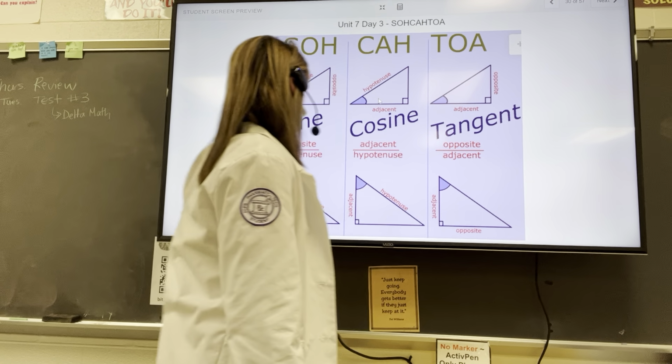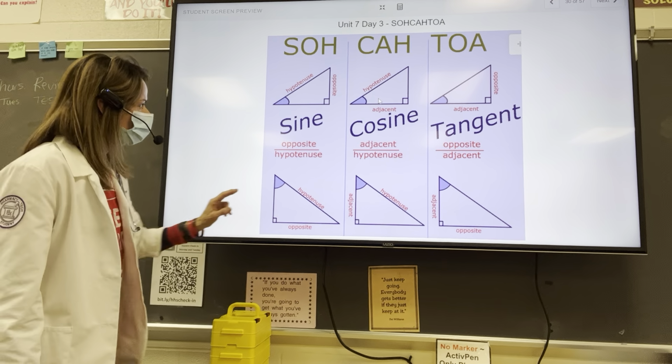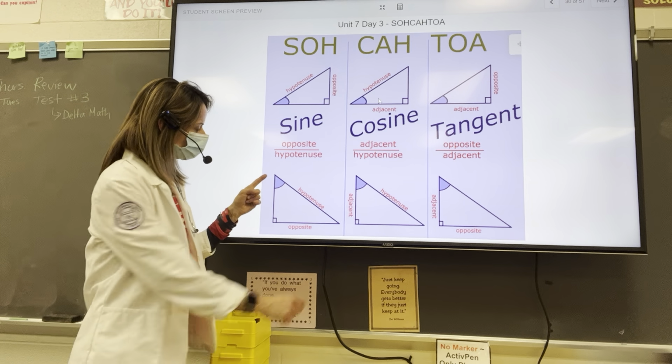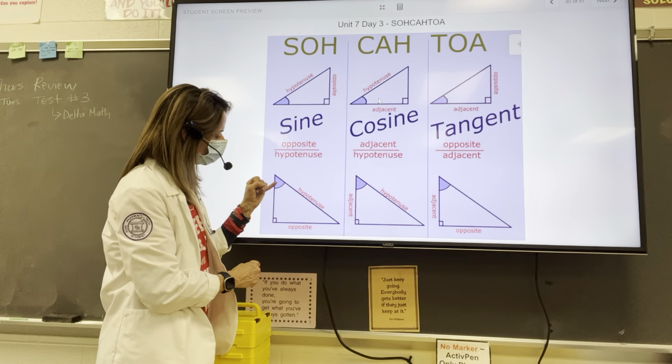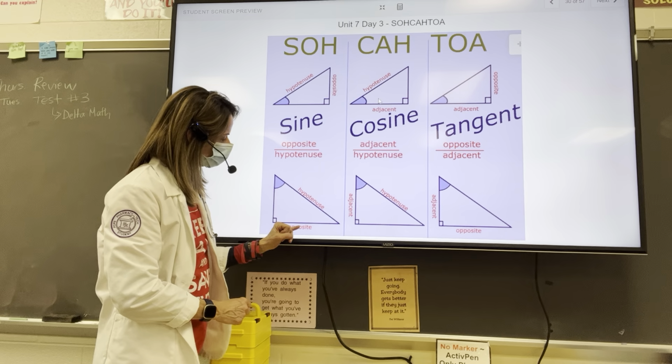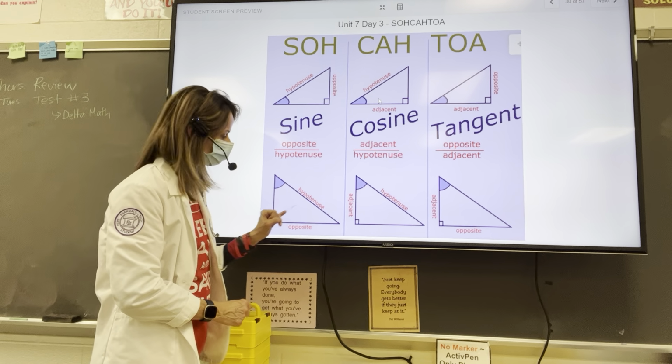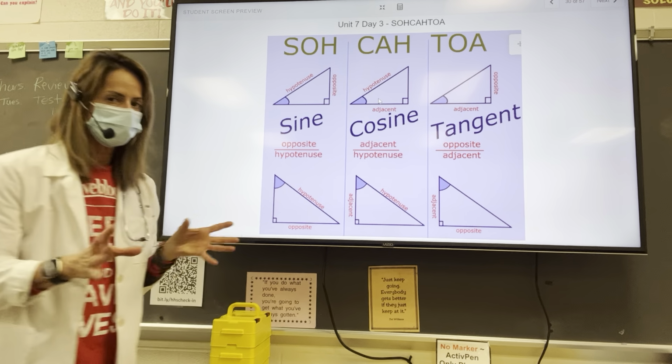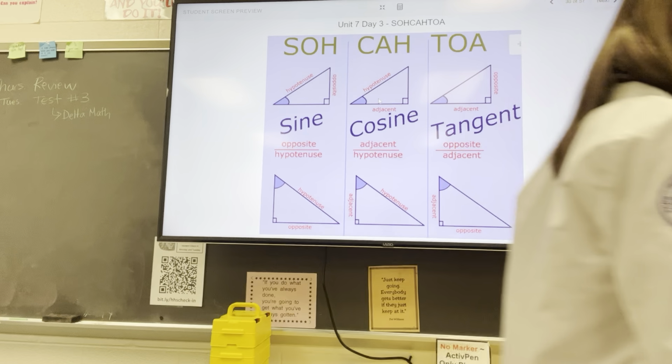Tangent, opposite over adjacent. So now if we're referencing the other angle, this angle up here, now this side is opposite. This side stays the hypotenuse because it's across from the right angle. So we're going to go ahead and practice doing that first.